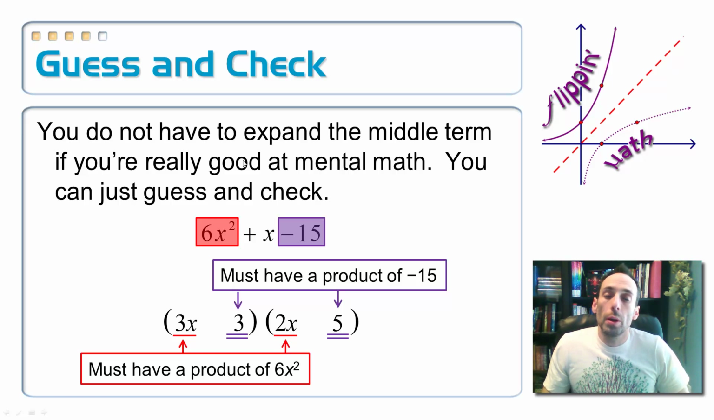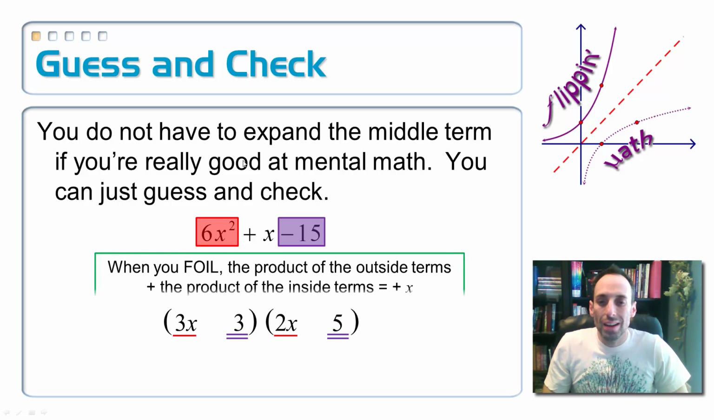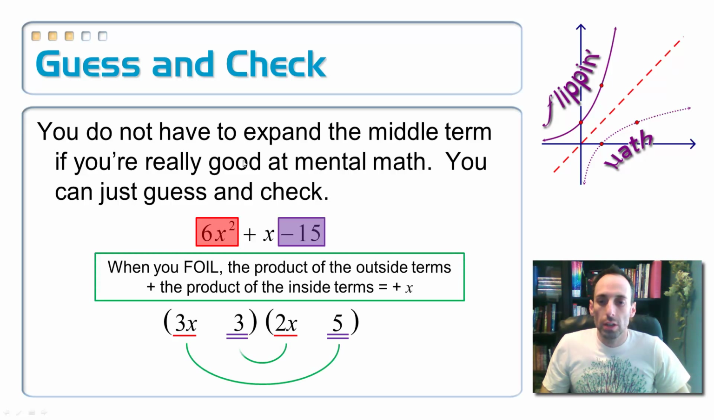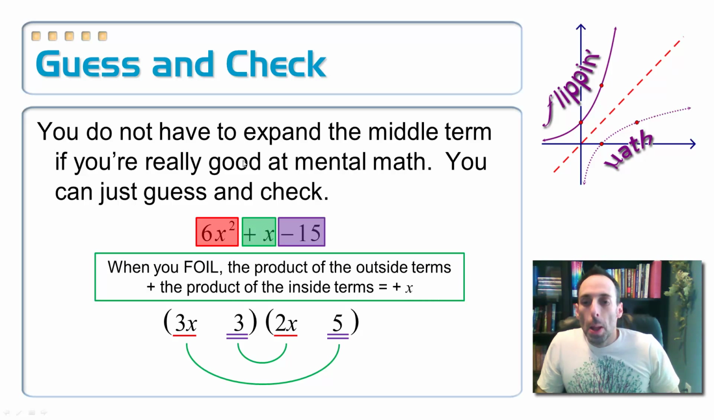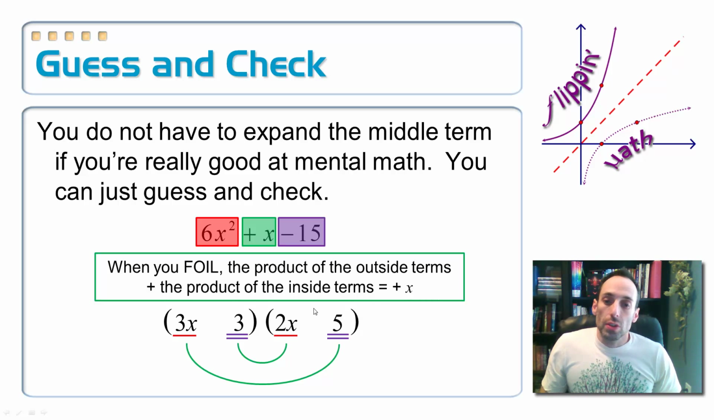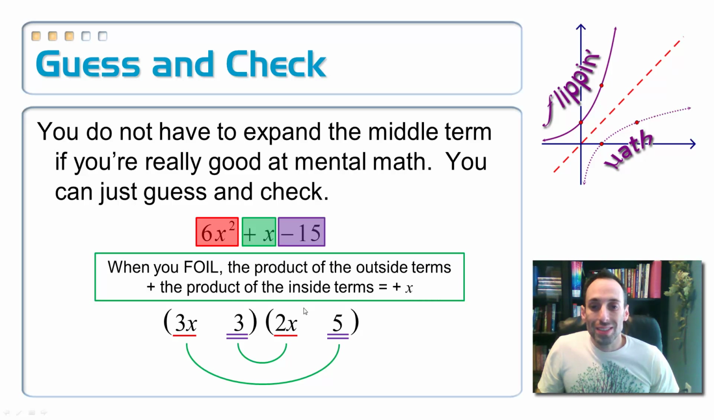The middle term is going to come from the sum of the outside products and the inside products. It kind of looks like a rainbow, like this. Take a look. Whenever I multiply the 3x to the 5, I'm going to get 15x. Whenever I multiply the 3 times the 2x, I'm going to get 6x. If I've got 15 and 6, there's nothing I'm going to be able to do to get the middle term of just x. So those factors can't be in the right order.